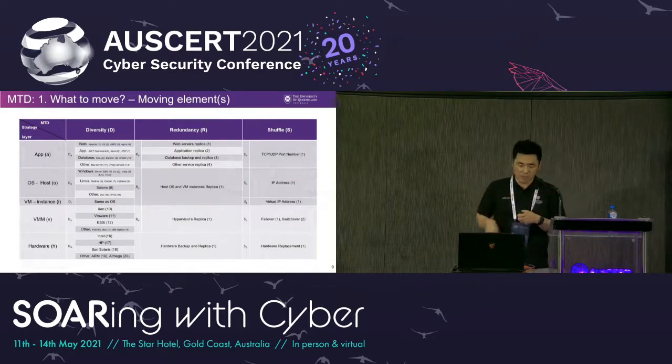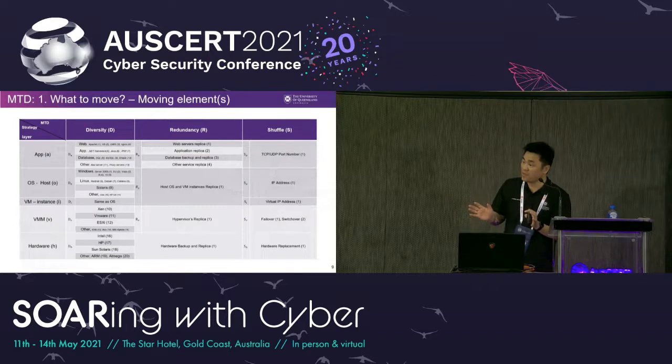The last one, the shuffle, we can change some values time-based or event-based. So some of them can be the port number can be changed, or virtual IP can be changed, and the virtual IP and port number can be changed on a regular basis. That's all the possible elements you can think of. Of course, there are much more than that, but we summarize that in this table.